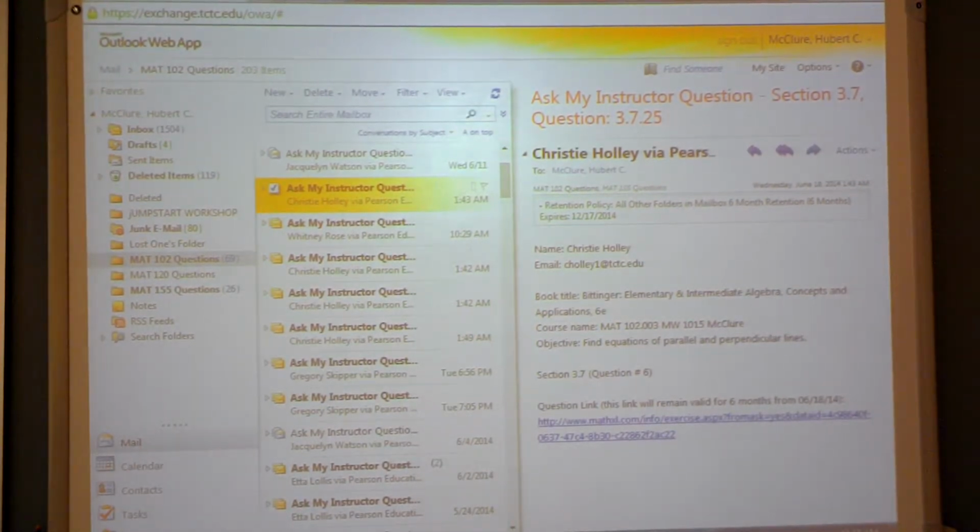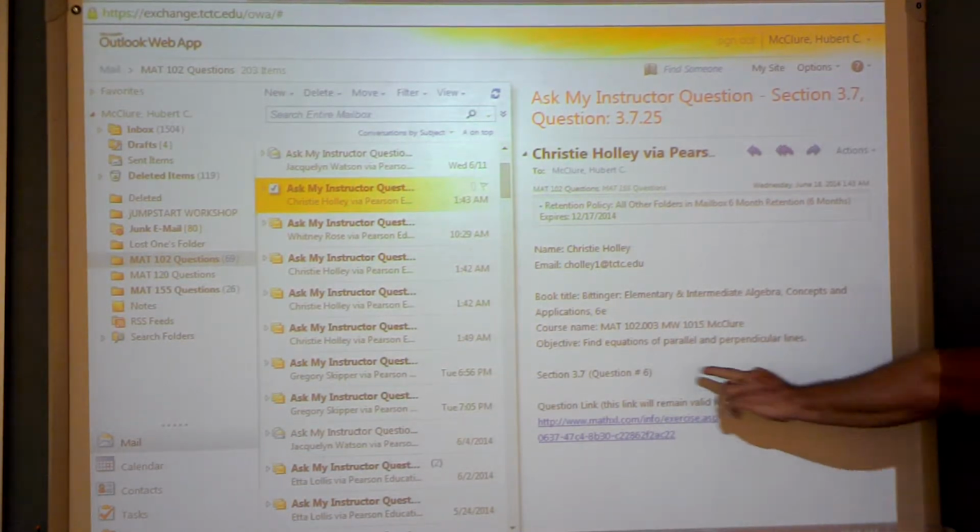Right there. See it at the top? 3.725/6.